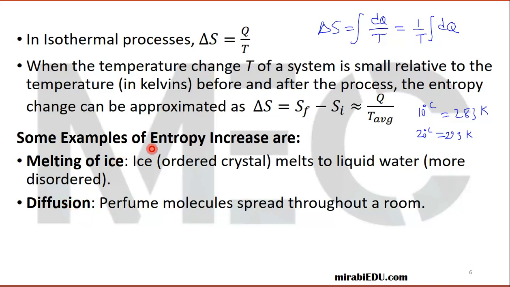Diffusion is an example of entropy increase again. Perfume molecules spread throughout the room. So entropy increases here because disorder increases. Every kind of diffusion is the same thing. For example, if we drop an ink into a large vessel of water, again the same is applicable, and we have entropy increase, or the entropy change is positive.